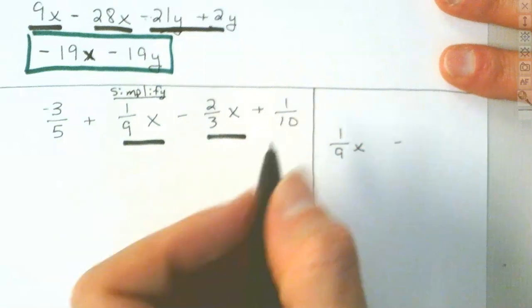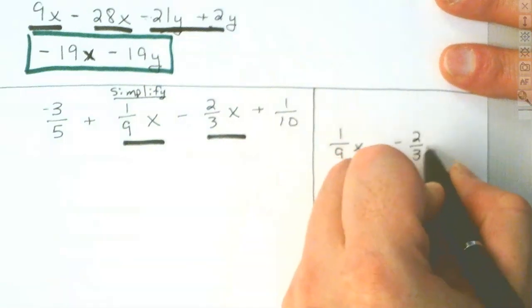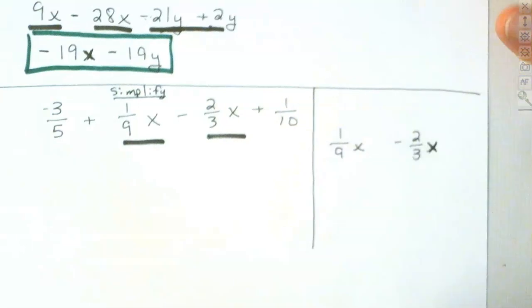minus 2/3 x. Do we need a common denominator now? Yes. Why? Are we multiplying? No. Why are we not multiplying? We don't have any parentheses. So we are adding these together. If we are adding these together, we need a common denominator.